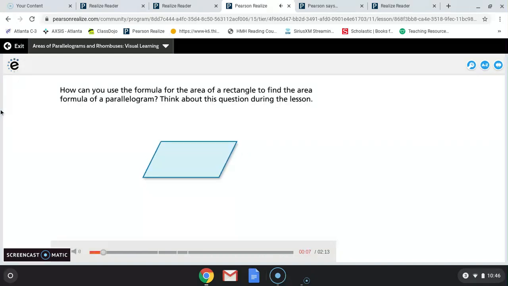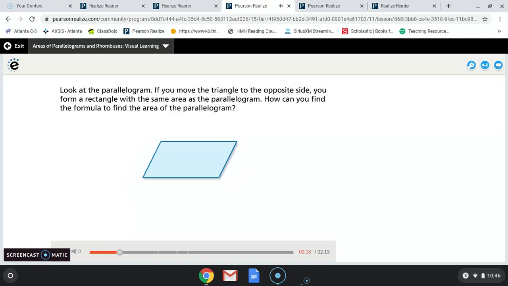How can you use the formula for the area of a rectangle to find the area formula of a parallelogram? Think about this question during the lesson. Look at the parallelogram. If you move the triangle to the opposite side, you form a rectangle with the same area as the parallelogram. How can you find the formula to find the area of the parallelogram? To compose the rectangle, you first decompose the parallelogram into a triangle and a trapezoid.